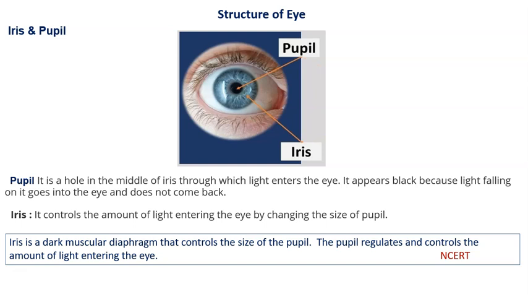Iris and pupil. The iris controls the amount of light entering the eye by changing the size of the pupil. This is the black color point. This is known as the pupil. And surrounding the black color, the other colored part is known as the iris.